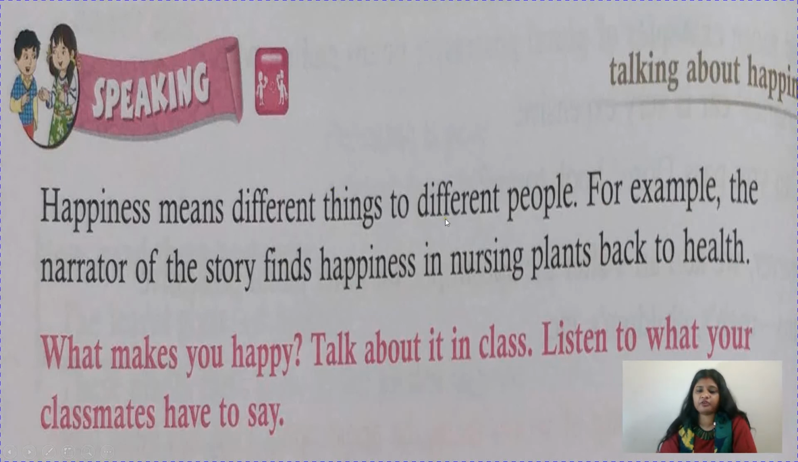Happiness means different things to different people. For example, the narrator of the story finds happiness in nursing plants back to health, but maybe some other people who don't take care of the plant, they feel happy to discard plants, they feel happy to throw the plants. Fine. So happiness means different things to different people.